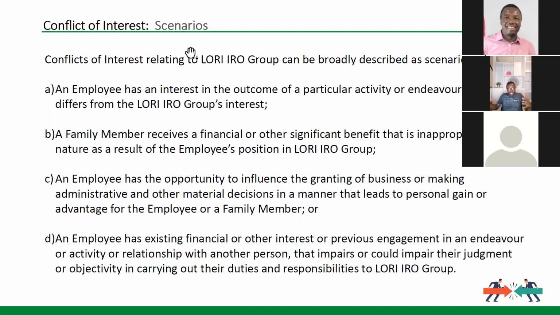And then the last scenario may be where an employee has an existing financial or other interest or previous engagement in an endeavor, or with another person, that could impair or has impaired the ability to carry out his duty to his employer. So you're a lawyer, you're a partner in a law firm, and then you are farming out jobs to your own law firm, or the law firm where you're a silent partner.